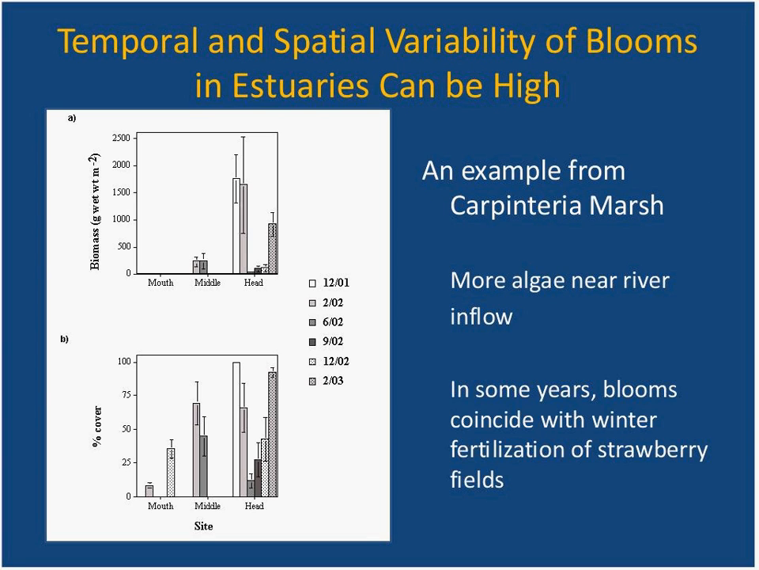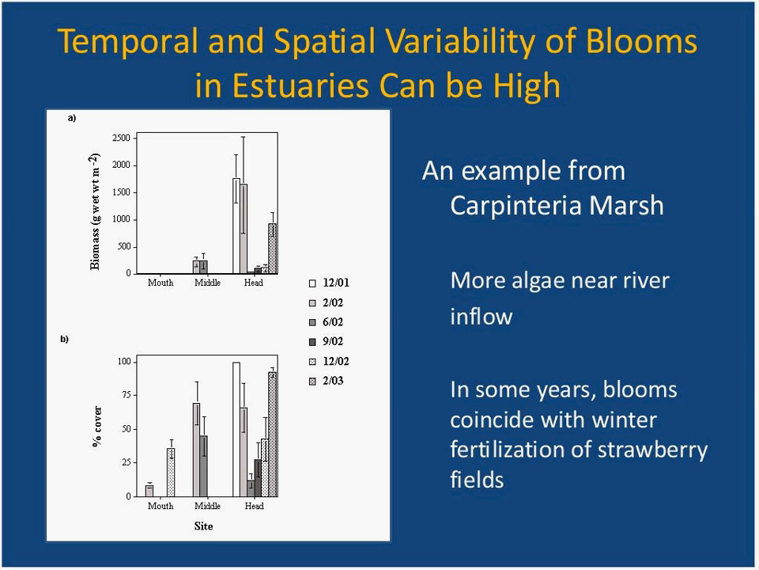One thing we have to deal with here in California is the huge temporal and spatial variability in the blooms. Here's just an example from Carpinteria Marsh up near Santa Barbara. You look at these graphs. One is percent cover, so you can look at either if you like.